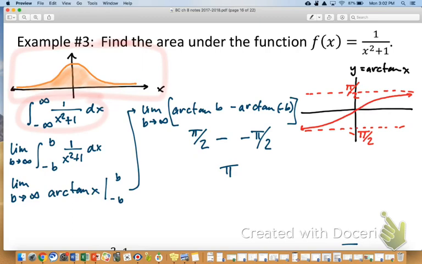Santi, did you have something? Why are the limits pi over 2 and negative pi over 2? So when we try to evaluate this limit right here, just this first part, because we're applying the limit to both terms, right? So as I say, the limit as b goes towards infinity of arctan of b. We're basically saying what's happening on the far right edge of the graph.